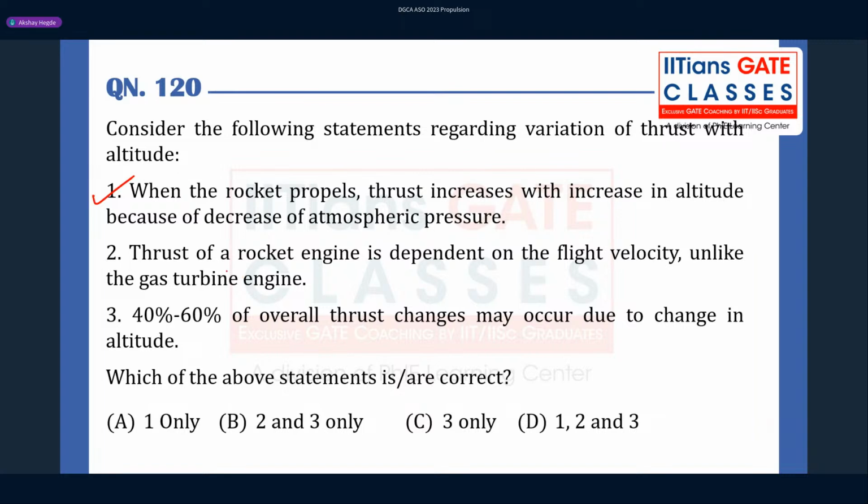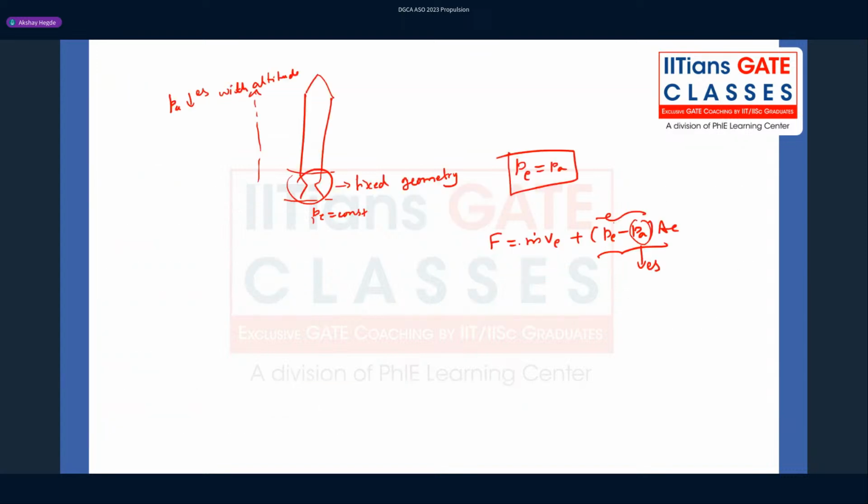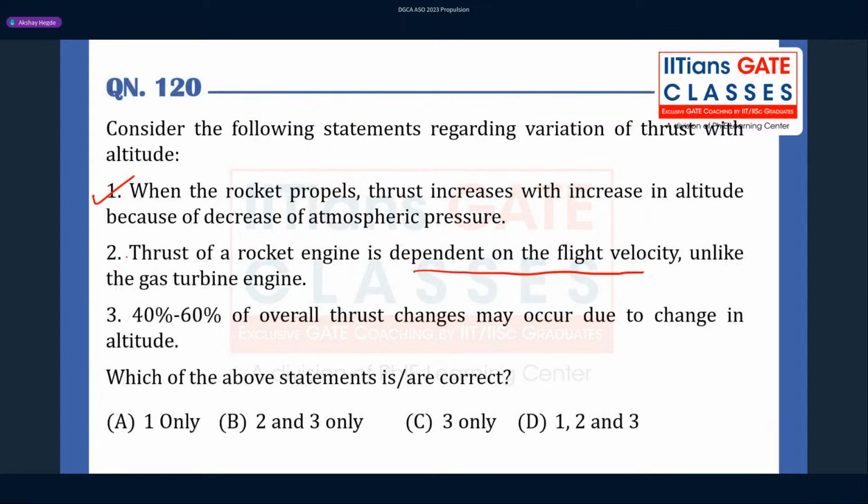Statement 2 says the thrust of a rocket engine is dependent on flight velocity. So this statement, you see, in the thrust equation we never see a flight velocity coming into picture. So it depends on the exit plane velocity, not the flight velocity. So that statement is not true. It is not dependent on flight velocity, whereas thrust power is dependent on the flight velocity but not the thrust.